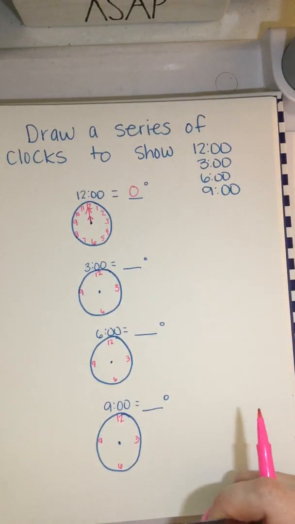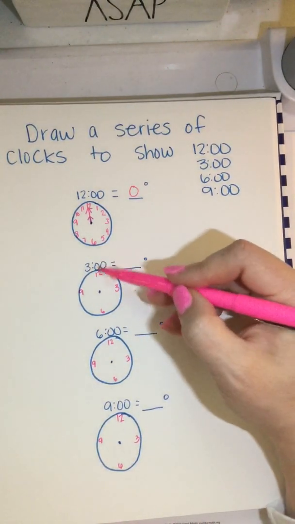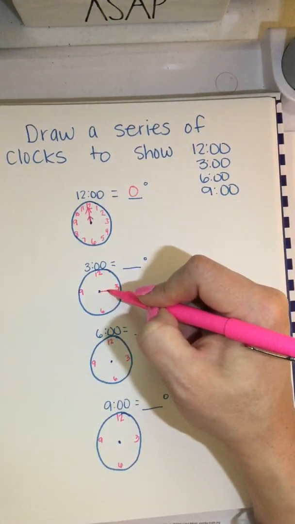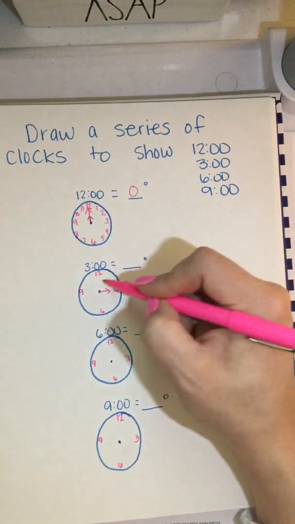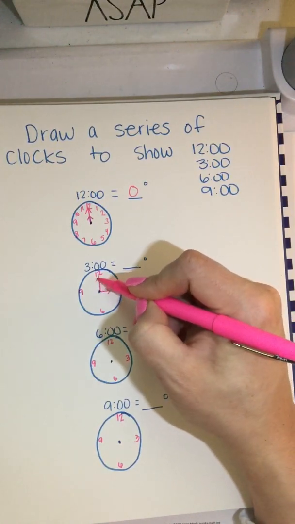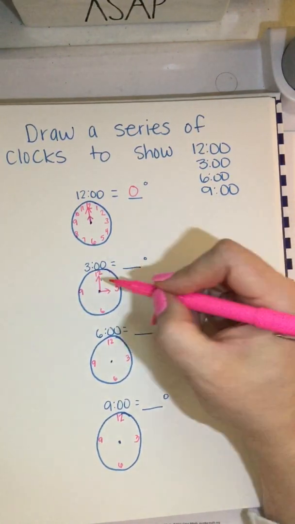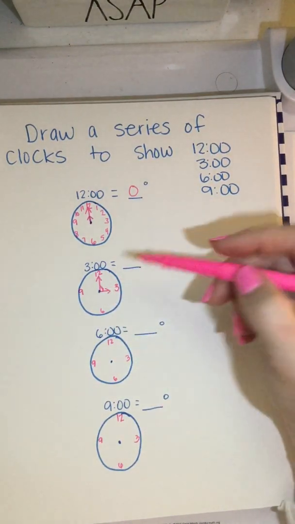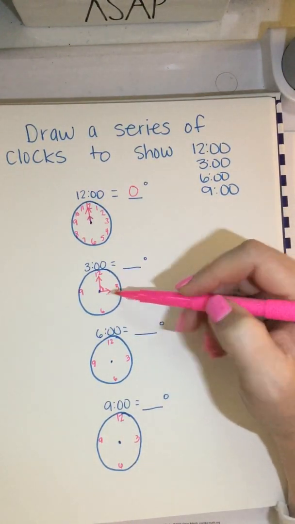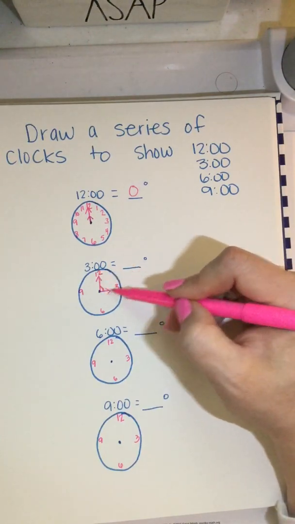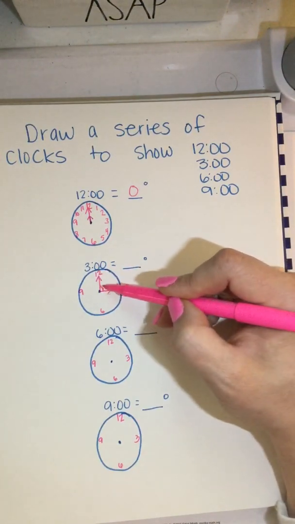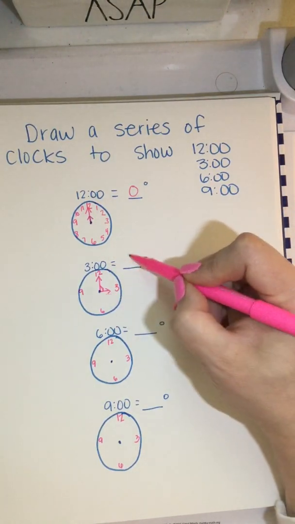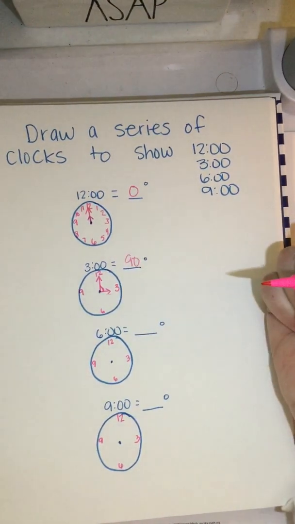The hands have not moved yet. Okay, but now the next one, if I'm going to show 3 o'clock, my short little hour hand needs to point to 3 o'clock, and my minute hand needs to point to 12 o'clock, and then the arc here is the angle that I want to show. So what angle right in here does 3 o'clock show? Well, it looks like a 90-degree angle to me.